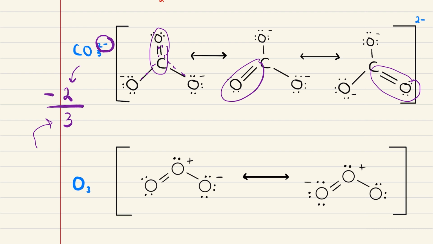And so for carbonate here, the average formal charge is going to be -2, the total charge that's associated with the ion, over 3, the 3 oxygen atoms that this charge is delocalized over. All right, so this is our average formal charge associated with the carbonate ion.